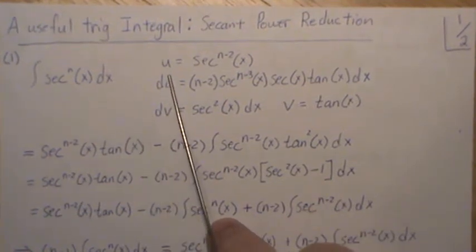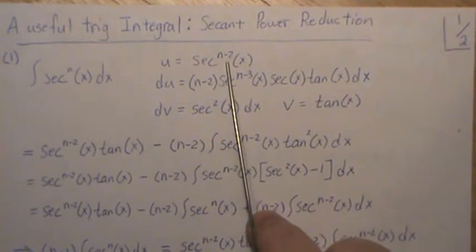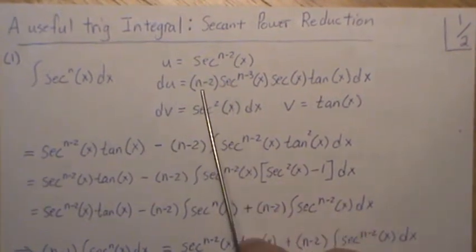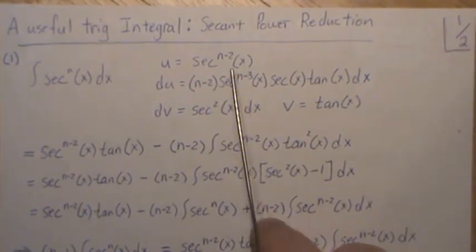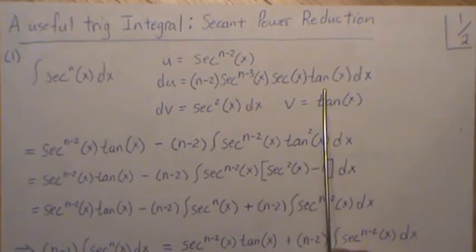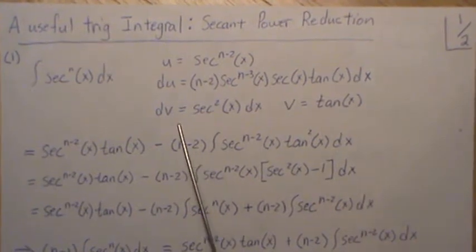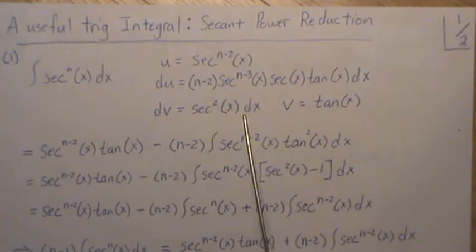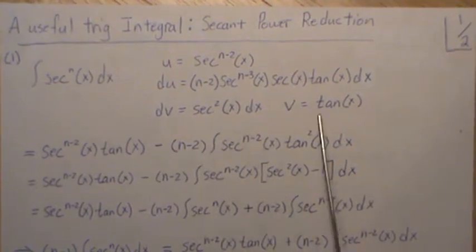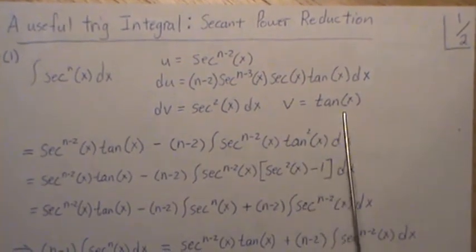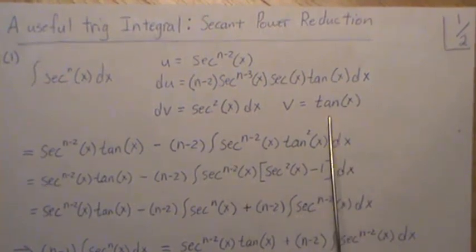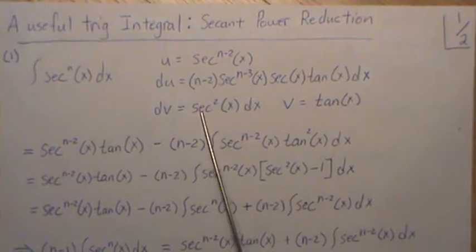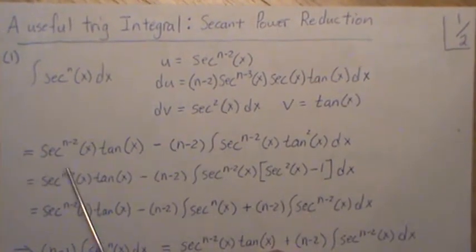by parts. So let u equal secant^(n-2). And then du would be, the n minus 2 comes out, subtract 1, and then the derivative of secant is secant times tangent, dx. And let dv be the secant squared that we didn't put in here, dx. And then the integral of both sides would be v is equal to tangent of x. And the easiest way to see that is if you take the derivative of tangent, you get secant squared, so the integral must be tangent.